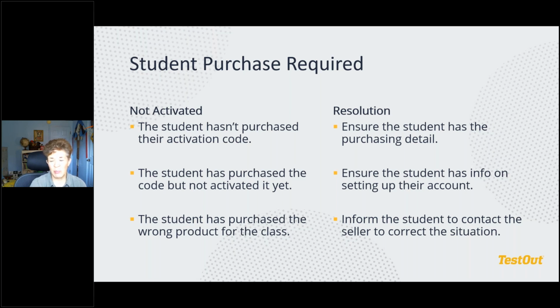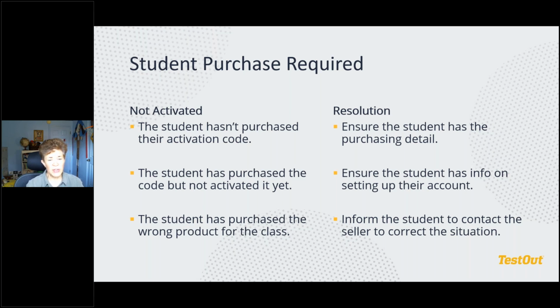But there are times where a student may purchase the code and they don't activate it until after they get to class or find out what they're supposed to do with it. So it's possible the student has the code, but they haven't activated it for their class. And then the student has purchased the wrong product for the class. That's another reason there could be a no in that field. So inform the student to contact the seller directly, whether that's Test Out or the bookstore. They can take it back to where they purchased and make sure that they get the correct code.